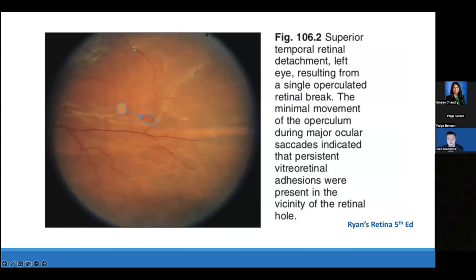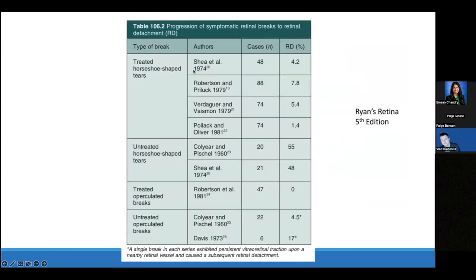Okay, good. Sorry about the annotations, clear all of them. Okay, good. So we're gonna move along. So each of these has a different risk profile, right? So the horseshoe tears are probably the worst. If you treat them, they're better. If you don't treat them, they are more likely to cause detachments.